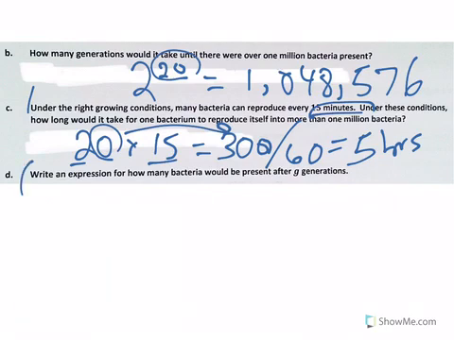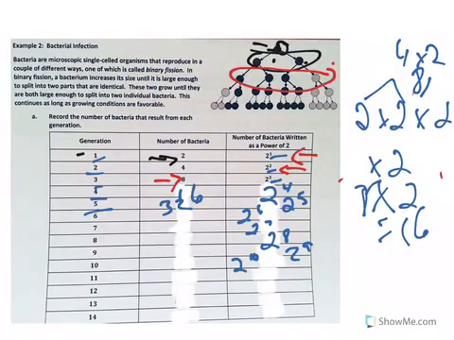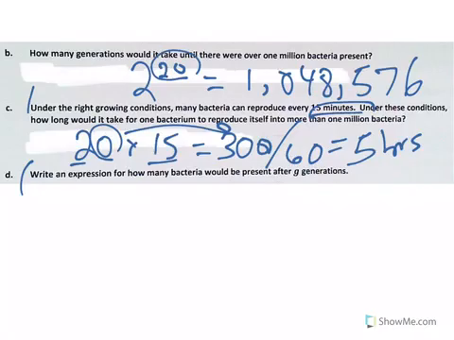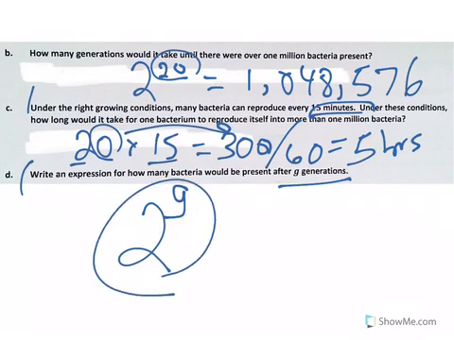Write an expression for how many bacteria would be present after G generations. Well, remember, we're doing 2 to the power of whatever generation it is. So if we don't know what generation it is and they're just telling us the variable is G, it would be 2 to the power of G.